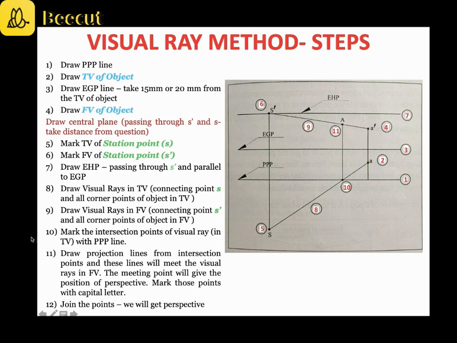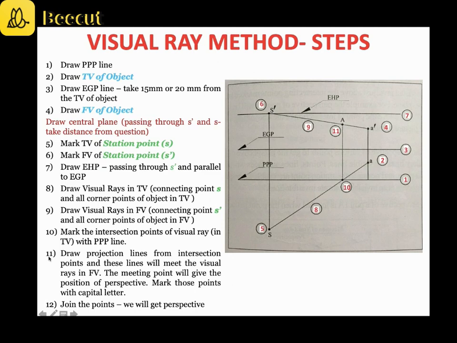Then you have step number 10, which is marking the intersection points of the visual ray in the top view with the PPP line. While you are joining S to reach A, that line is intersecting at a point on the PPP line, and this is that point. So you will be getting a point, and you have to mark that intersection point.